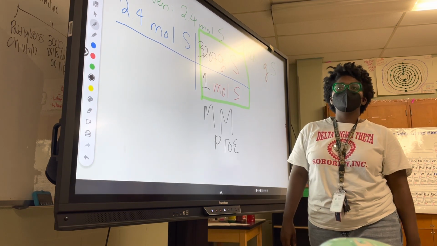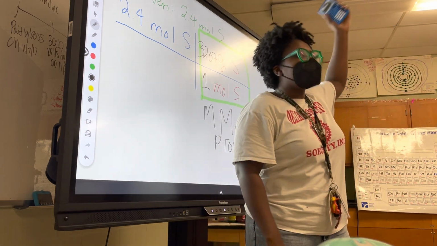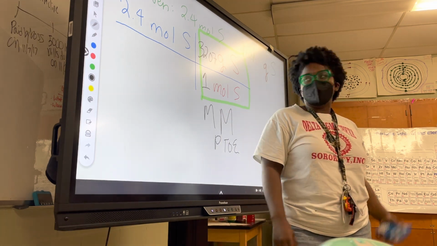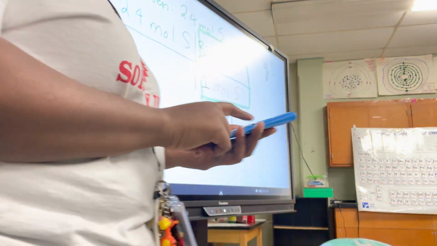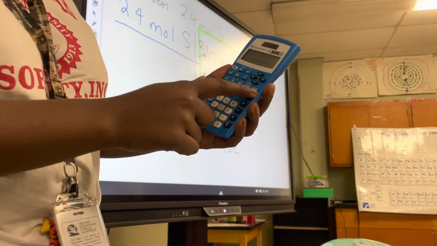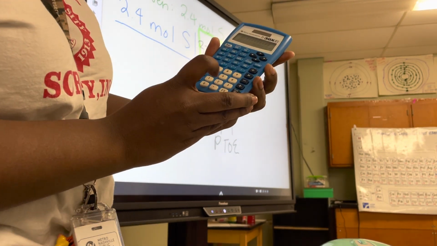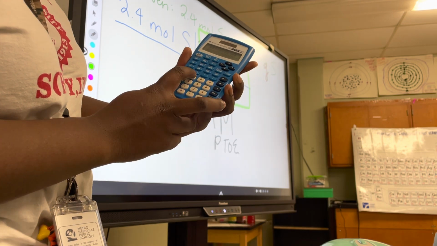All my missing spaces are filled in, so let's multiply and divide. Woo, woo, woo. No. I got excited to multiply? No. Okay. Here we go. 2.4 times what? 32.07. Divide by 1. Good job.